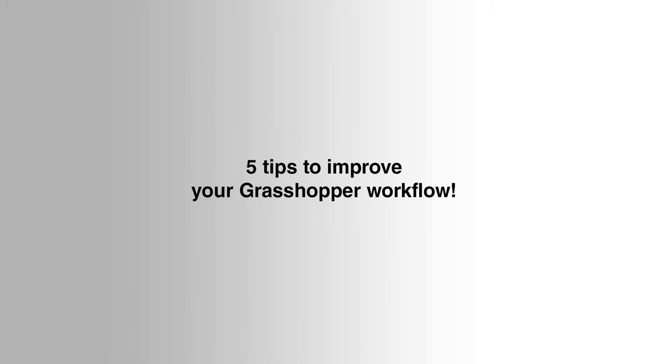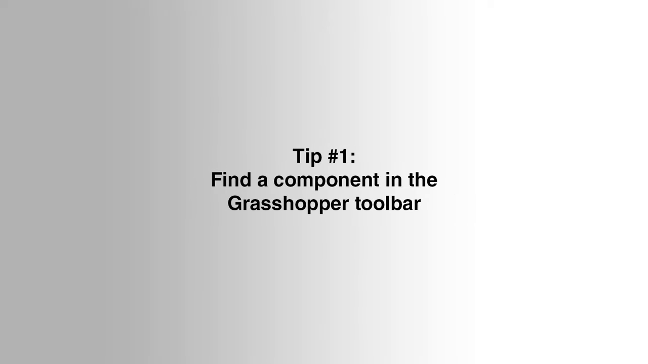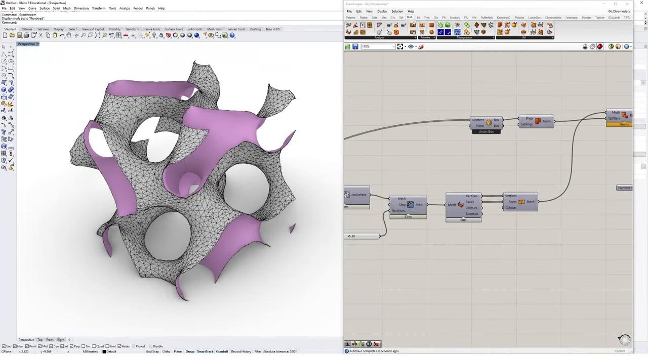Now that you've got a base understanding of how Grasshopper works, let's discuss 5 helpful tips to improve your Grasshopper workflow. Often you'll find a new component in a Grasshopper definition, but it's not always obvious where it's located in the Grasshopper toolbar. If you hold down Ctrl, Alt, and then click on a component with your left-hand mouse button, a collection of red markers will appear on the Grasshopper canvas to show you where the component can be found.